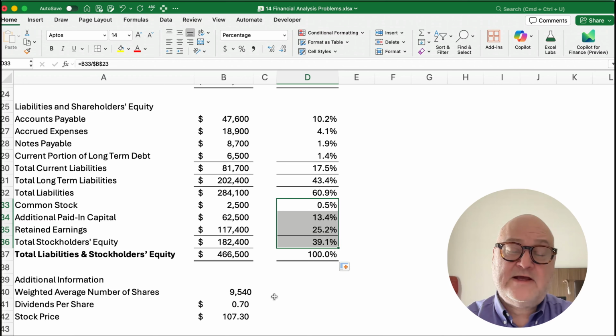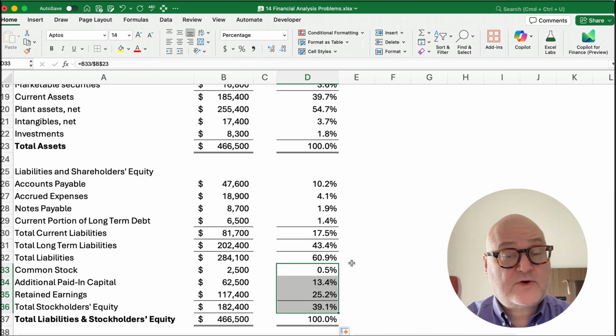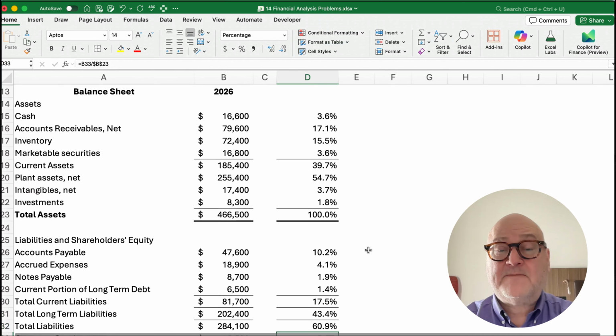Now we got some other information. We're going to need that when we do the ratios. So video number 2 is where we're going to do all the ratios. We've got about 22 ratios. So watch for that next video.